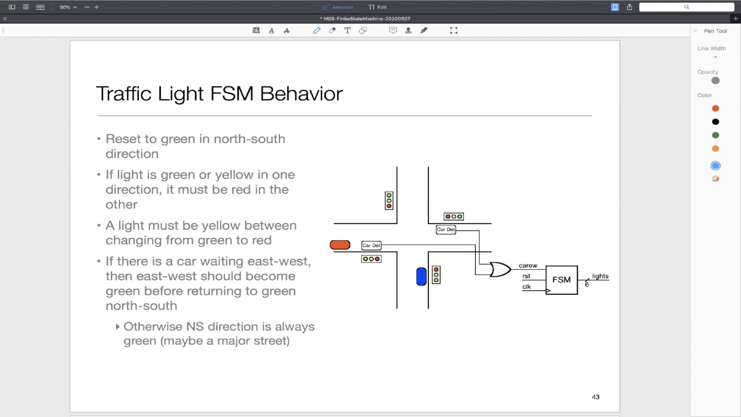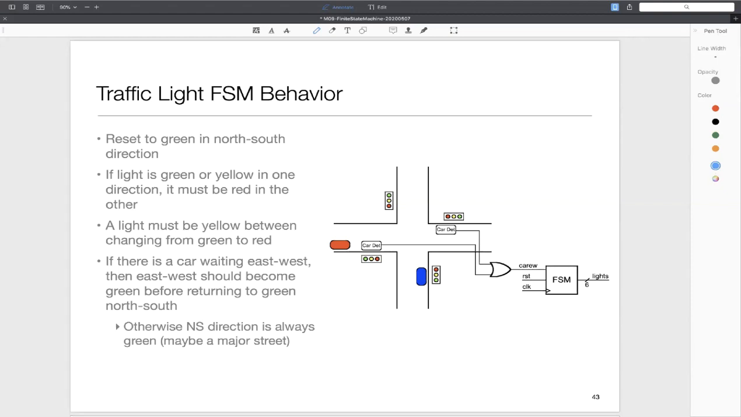If there is a car waiting on east-west, then east-west should become green before returning to green for north-south. So the idea is that my sensors tell me that there is a car on the east-west segment, then I'm going to make the light on the east-west green, and of course, therefore, the light on the north-south red. But before doing it, we go through a yellow stage. So right, we'll turn the north-south yellow, then north-south red, and east-west green, right? That's what we will do.